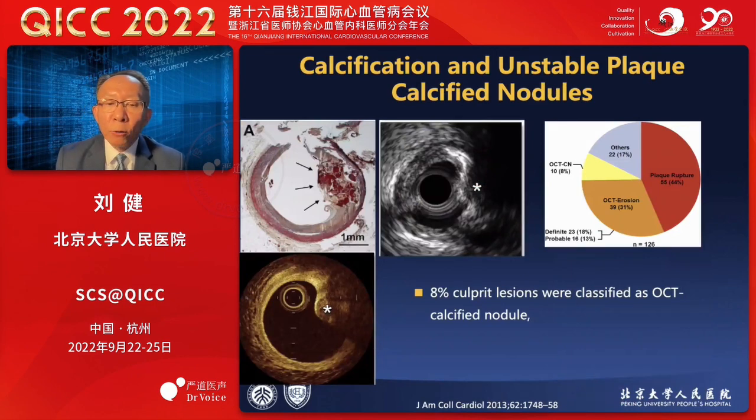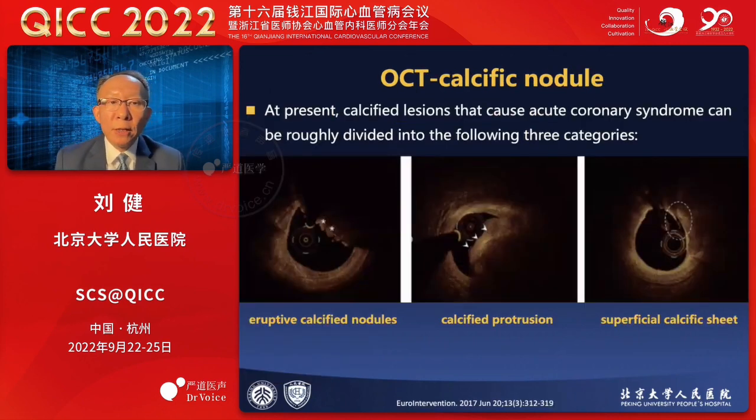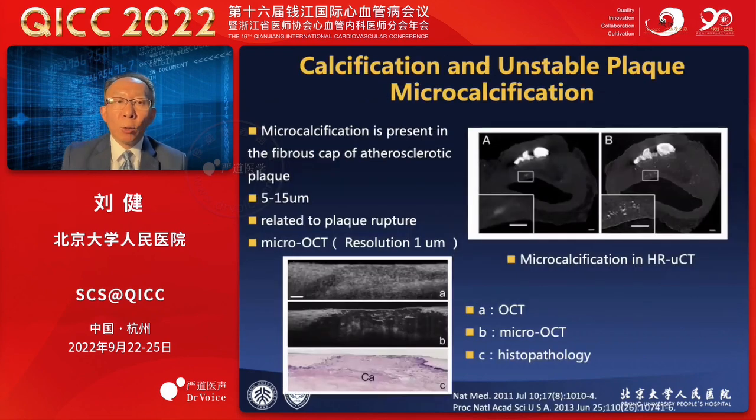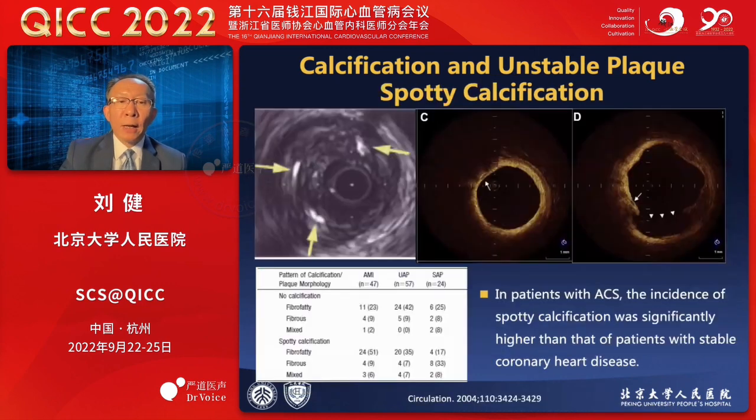And for the calcified nodules and calcified disease, I think OCT can identify them by 8%. And then for OCT calcified nodule identification, there are different ones, for example, one is the eruptive protrusions and the superficial calcified sheets. So I think all of that is related to the ACS type. And also, there is a new technology called micro OCT. It can provide a deeper view of it, and it can also provide more evidence on the plaque pressure as well.